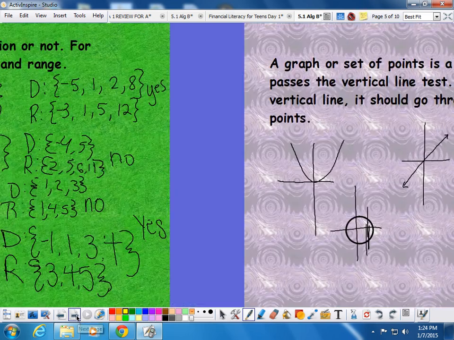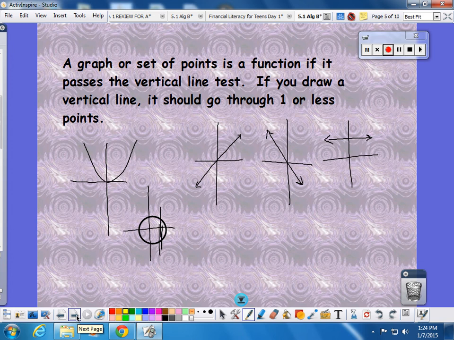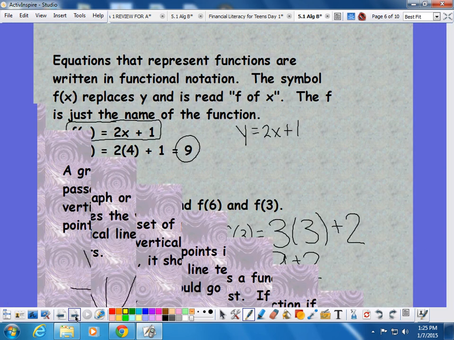All right, how do you know by using the vertical line test if you have a function? It is a function if it hits one point. Yes, if it hits one point, it is a function, but if it hits more than one point, it's not. That's exactly what you do.